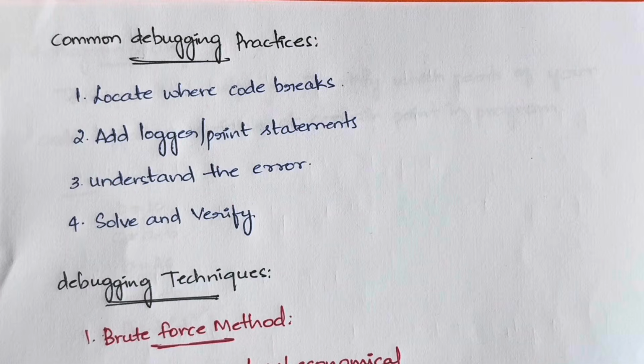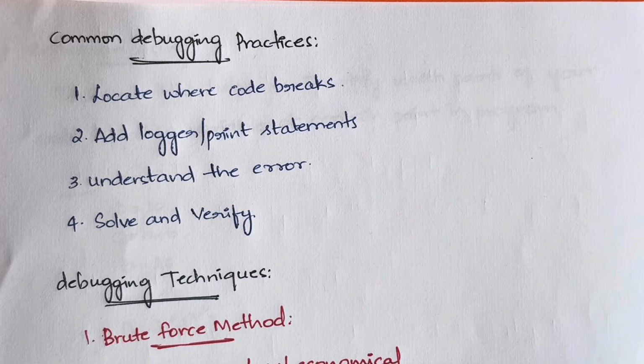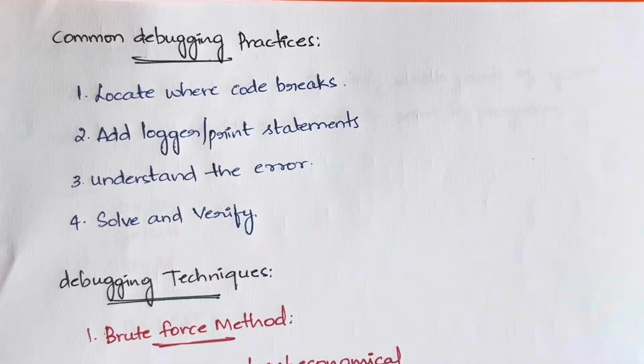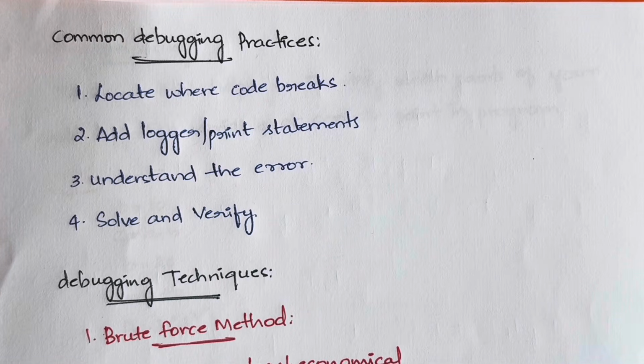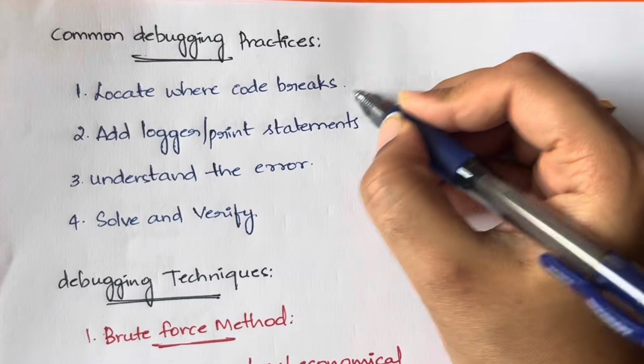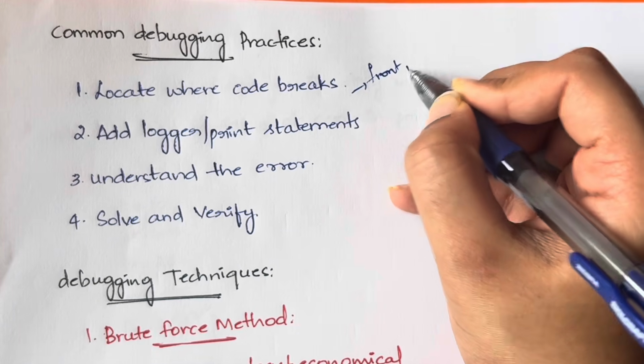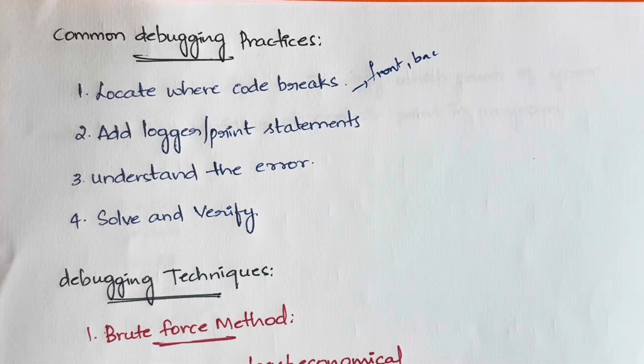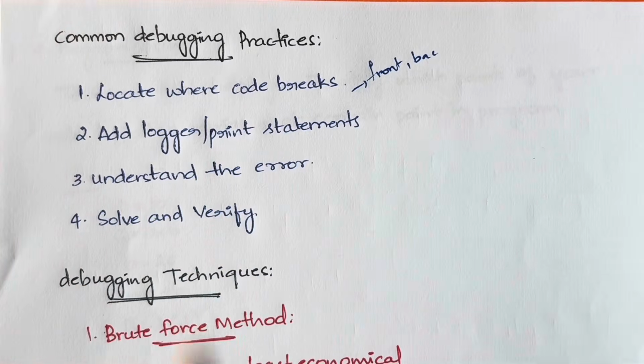Let's see what are the common practices that you have in debugging. First, you have to locate where the code is breaking, like at what location the code is breaking, whether it is breaking in the front end, or in the back end, or where the code is actually breaking. That thing you have to locate first.